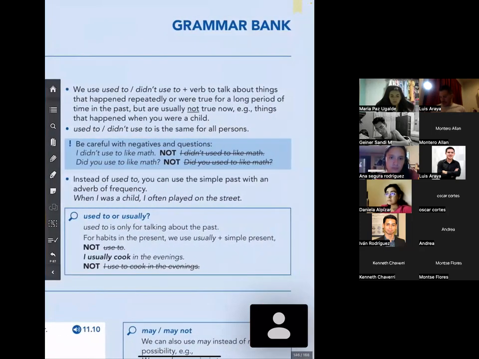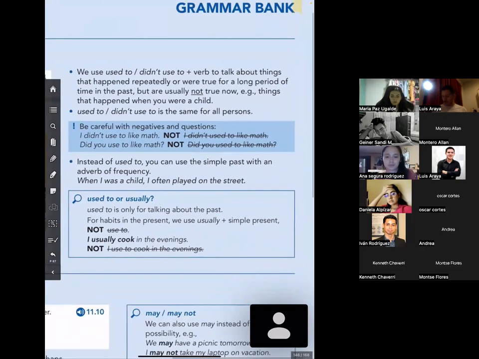Okay, let's go back to the other examples. It says, instead of used to, you can use the simple past with an adverb of frequency. That is very common, actually. When I was a child, I often played on the street. Used to or usually: used to is only for talking about the past. For habits in the present, we use usually plus simple present, not used to. I usually cook in the evenings, not I used to cook in the evenings.